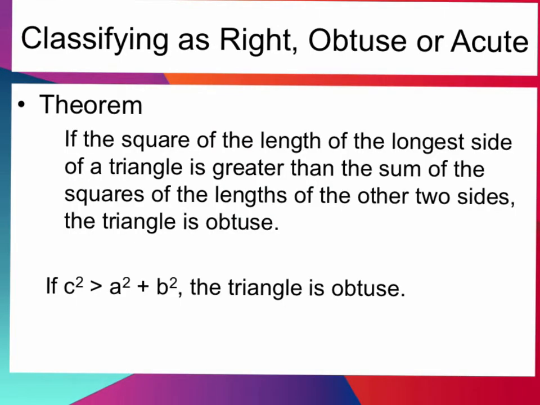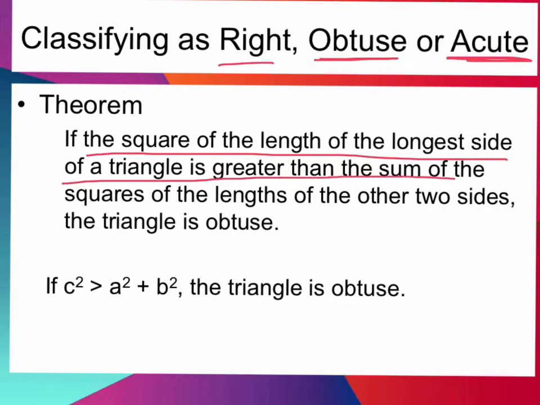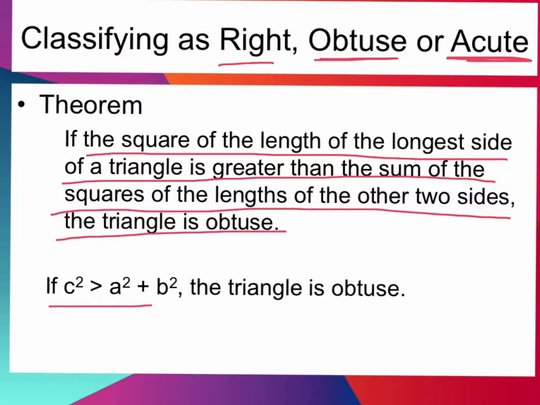You can actually classify a triangle as being right, obtuse, which is greater than 90 degrees, or acute, which is less than 90 degrees. So if the square of the length of the longest side of a triangle is greater than the sum of the squared lengths of the other two sides, the triangle is obtuse. So here is an example. If c squared, which is the hypotenuse squared, is greater than the sum, then the triangle is obtuse.